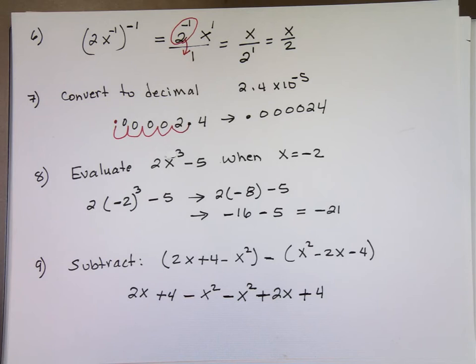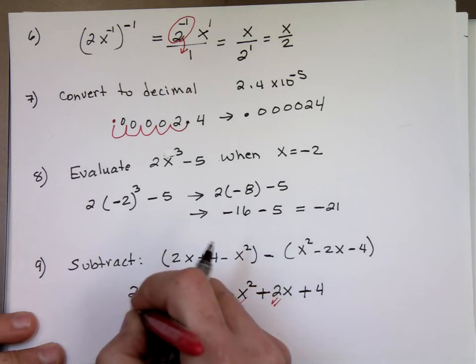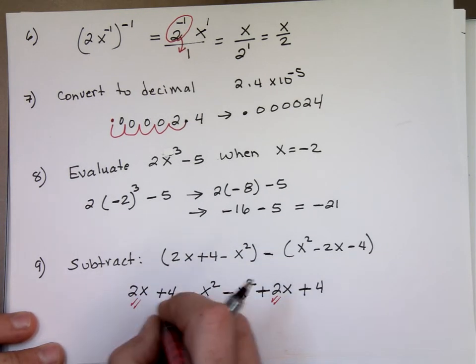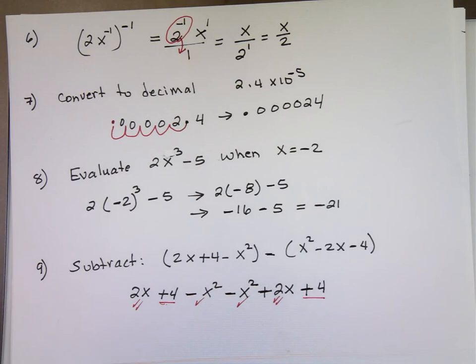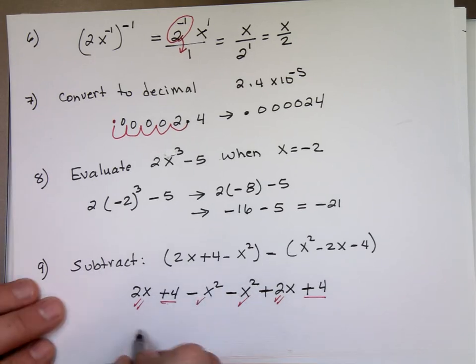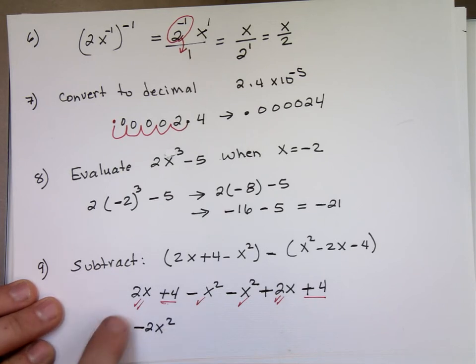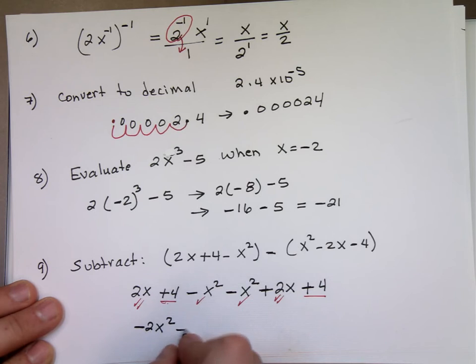Let's look for like terms. These two are like terms. These two are like terms. And these numbers are like terms. So what's negative x squared minus x squared? Negative 2x squared. What is 2x plus 2x? Plus 4x. What's plus 4 plus 4? Plus 8.